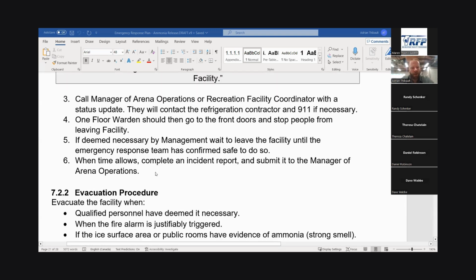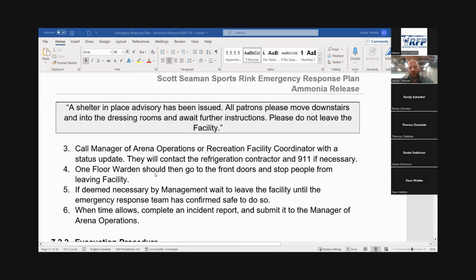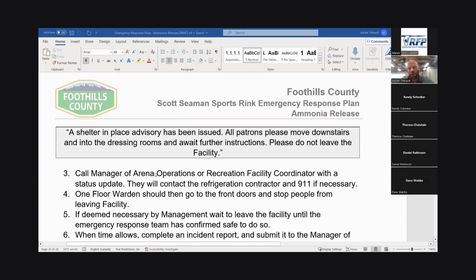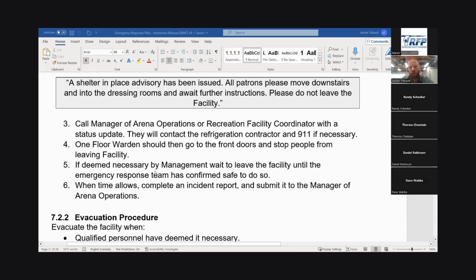Sorry, just to back up a bit, I didn't mention the makeup air units and RTU units, having them shut off when you're sheltering in place, because you don't want to be blowing that ammonia from outside in through the makeup air systems into the building. So if you can have those tied in, if you have automation, you should do that. If not, you've got to have a system where it says these are the breakers or shutoffs or switches or whatever it is.